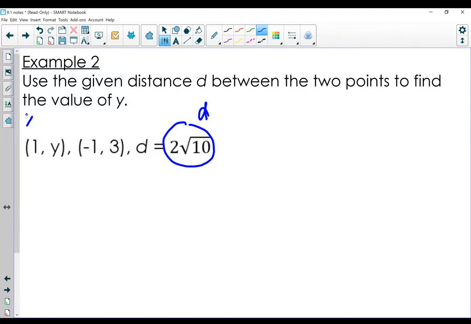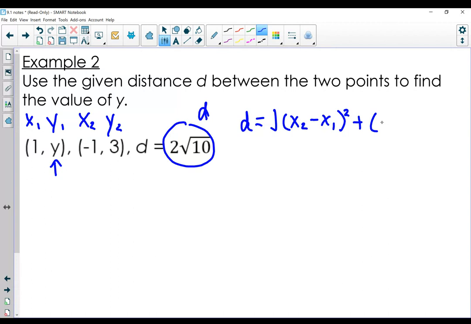I'm going to label this first point my x1, y1. My second ordered pair, I will label x2, y2, and I have D. So I'm going to be using the distance formula, but this time instead of solving for D, I'm going to be solving for this y value over here. Let's write the formula out first. D equals the square root of the quantity x2 minus x1 squared plus the quantity y2 minus y1 squared.